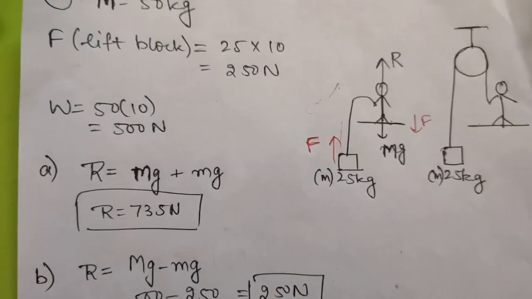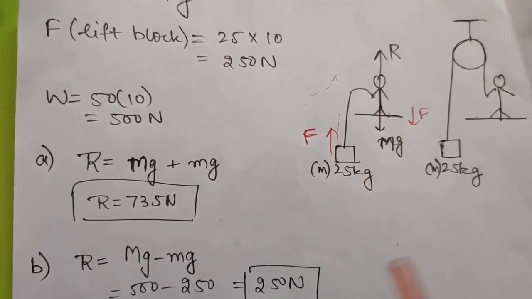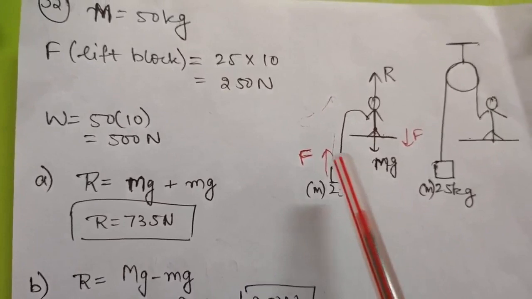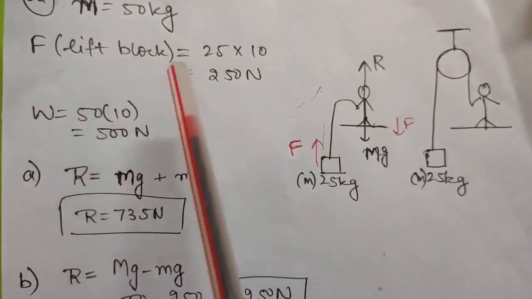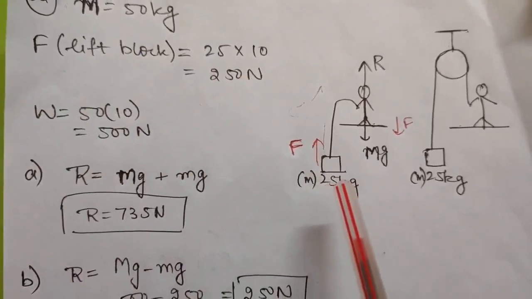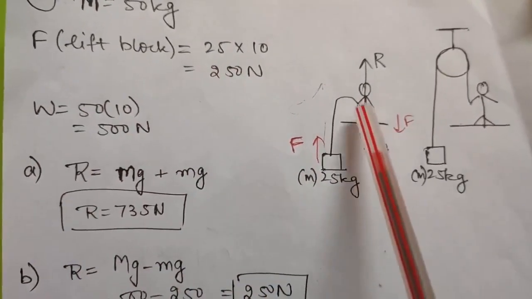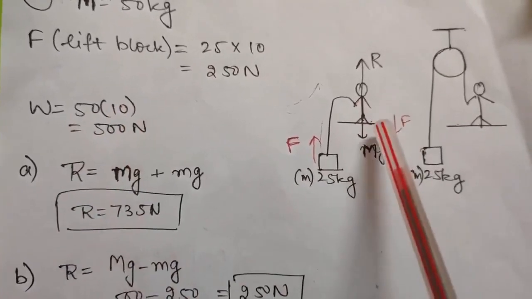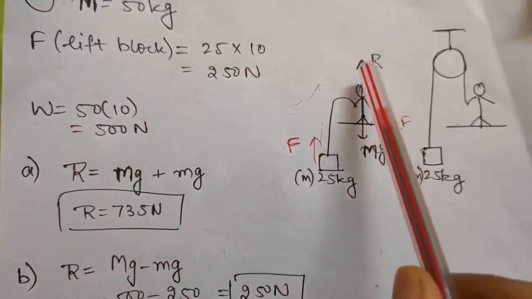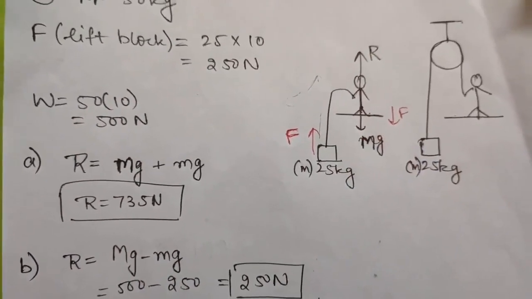So that means the apparent weight of the man will increase. So first of all, let us calculate the value of this force. The force required by the man to lift the block will be 25 into 10, that is mg, that is 250 newtons. And the weight of the man is 50 into 10, that is 500 Newton. So because due to the ground there will be two reactions on it and its weight is acting downward, its apparent weight will increase.